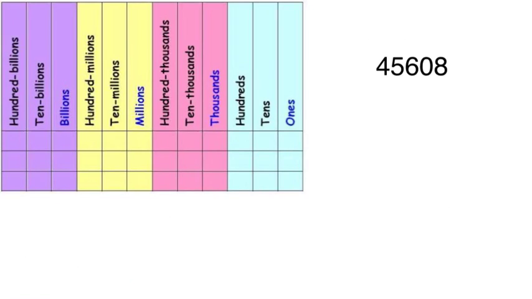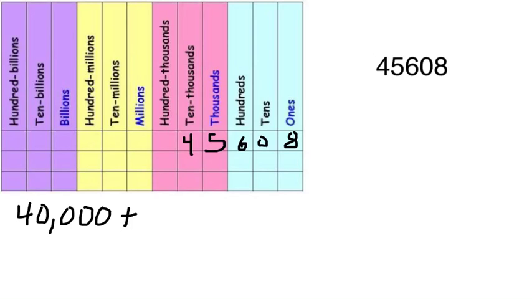For this number, 45,608, I'm going to start by writing my number in my place value chart just to keep myself organized. Now I'm going to look at each number. That 4 is in the 10,000s place, so it's the same thing as 40,000. Then I have to add on the next place value, which is a 5 in the thousands, so that's 5,000. Then add on the next place value, the 6 is in the hundreds, that's 600. There's nothing in my tens place, so I don't even have to write a 0. I'm going to skip that, but there's an 8 in my ones place, so I'm going to write my 8 down.